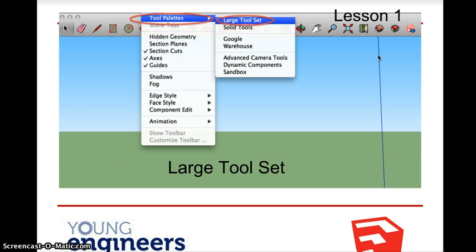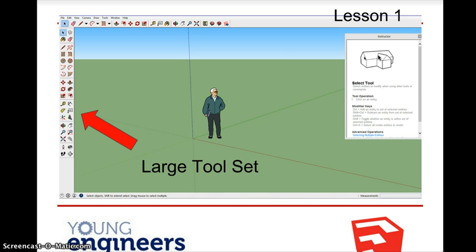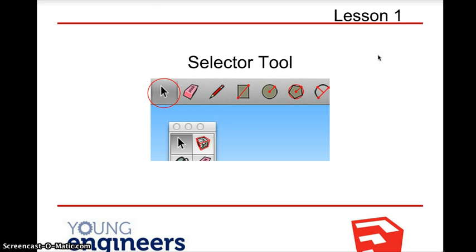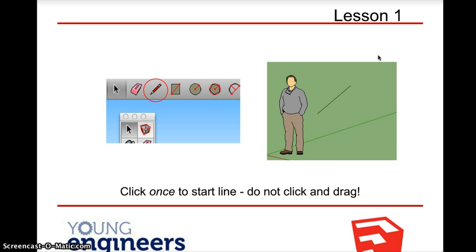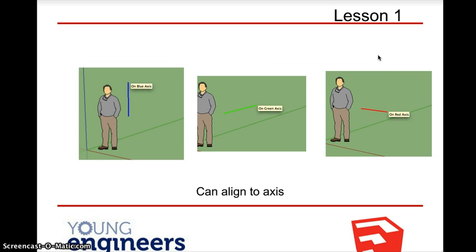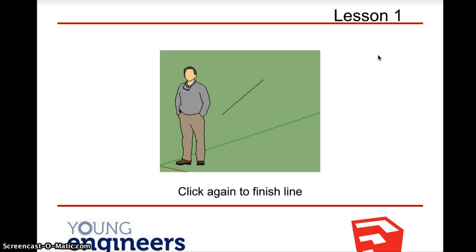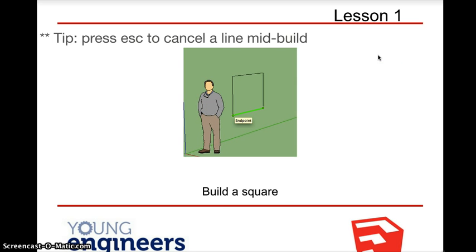Under View, you have the tool palette. Bring up the large tool palette, which gives you a lot more tools than are up above. You have your selector tool and your line tool, which is for drawing individual lines and making shapes, as you can see here. You have your 3 different axes. Click then to finish it. Go ahead and try that.